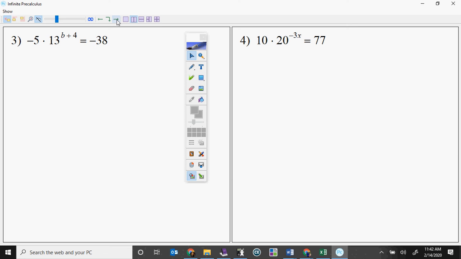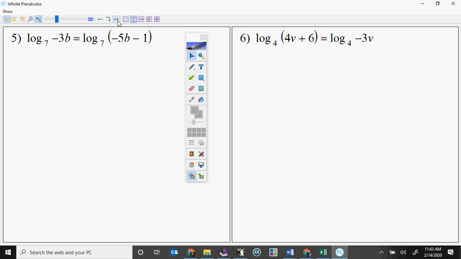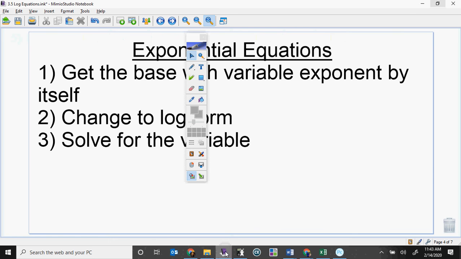All right, so the answers to 3 and 4 are negative 3.2093 and negative 0.2271. All right. So that's if I had an exponential equation.